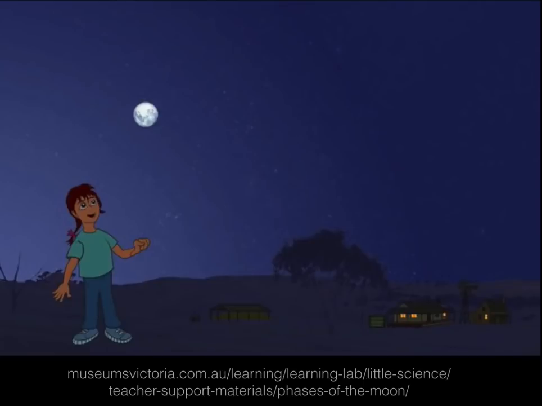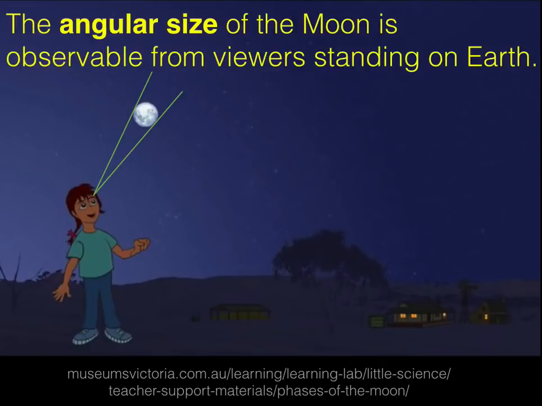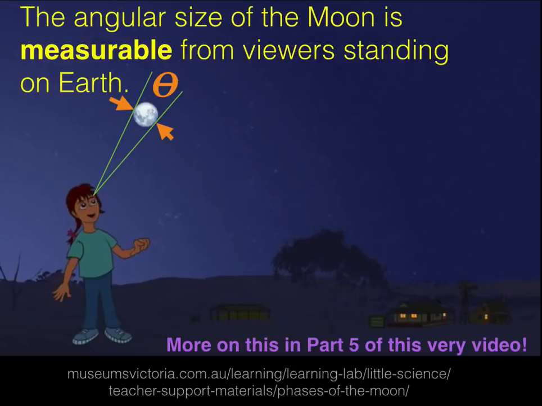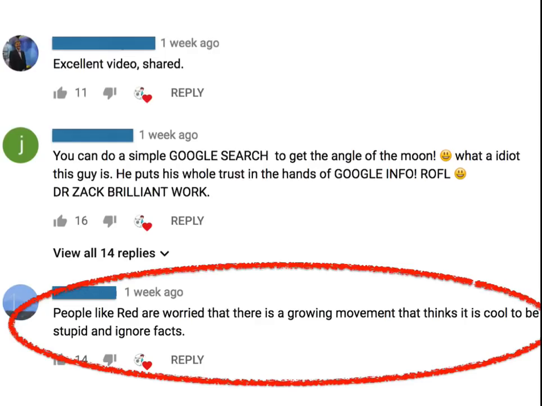But not so fast, Dr. Zack, because we can actually see the moon. The moon is observable from viewers standing on Earth, which means the angular size of the moon is observable from viewers on Earth, which means the angular size is measurable. All right, and we're going to cover this in part 5. So it looks like we really don't need the distance to the moon, after all.